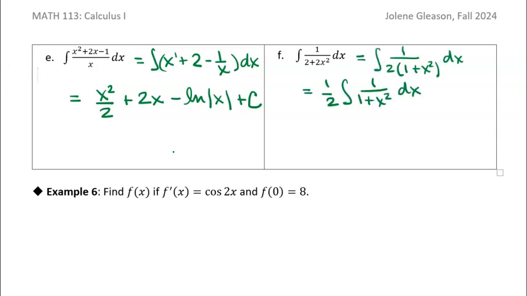Okay? Whoops, jeez. Okay. All right, thank goodness for Control Z.